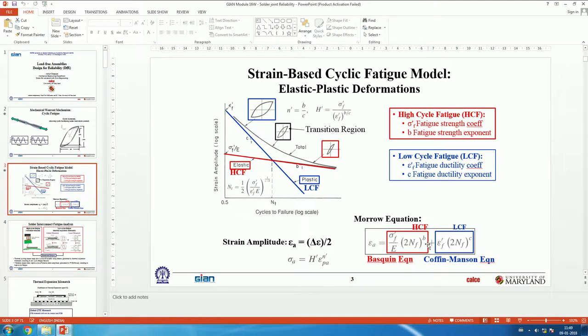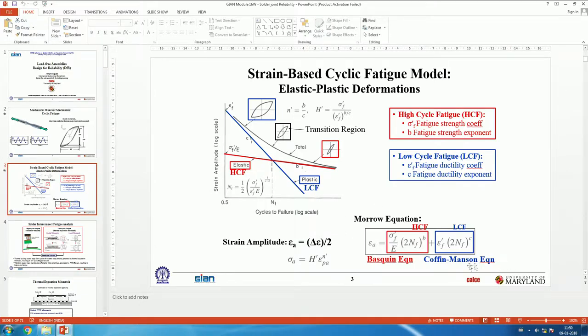Now, there are some model constants here. The sigma F prime over E, and epsilon F prime, and B and C. Young's modulus is also a constant, a material constant, but that's not a fatigue constant, that's just a stiffness. So there are four fatigue constants, sigma F prime, B, epsilon F prime, C. Four fatigue constants in order to describe that curve. And all the experimental data lies on that curve. Okay, so by curve fitting, you can extract those four constants. Once you have those constants, those are the fatigue constants for that material. And it doesn't matter where I use it, it can be modeled with those four fatigue constants.